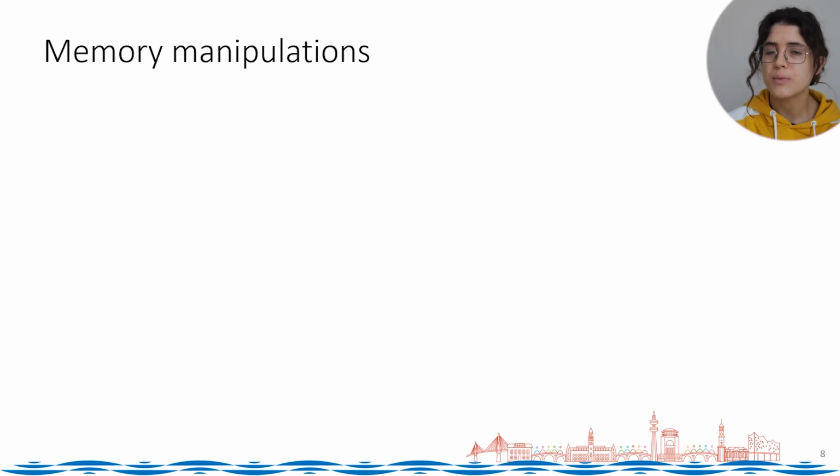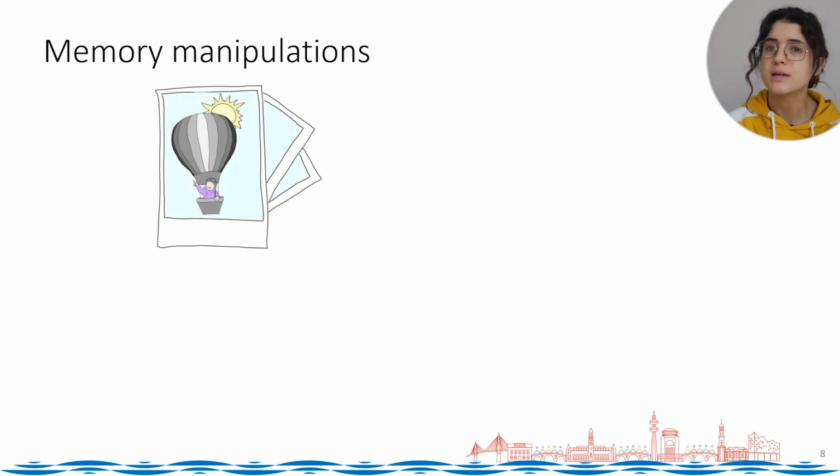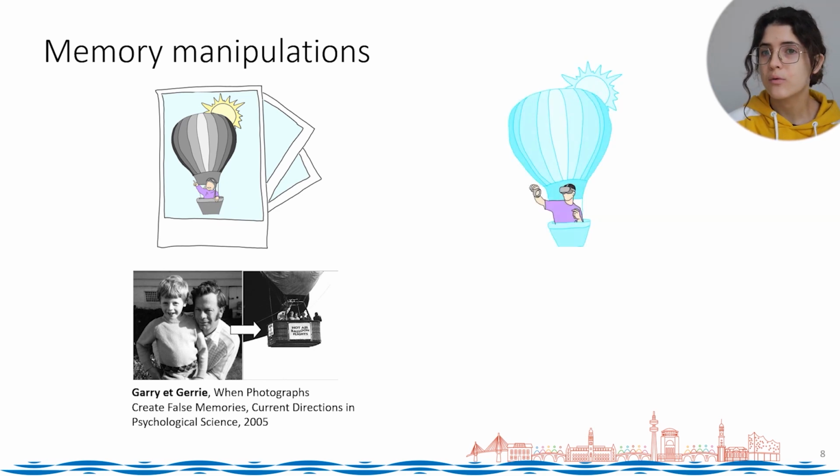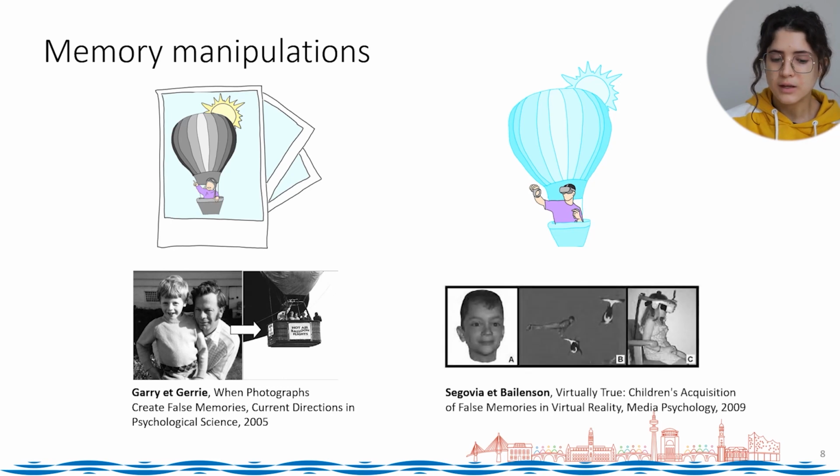The existing works about memory manipulations are mainly focused on traditional media like pictures and on the induction of false memories. For example, Garry and Gary showed manipulated pictures to people of them in a hot air balloon to induce a false childhood memory of that event. But XR could be more powerful than pictures, as it offers direct control over what users perceive. Segovia and Bailenson showed that immersing children in a virtual experience like swimming with whales in VR can generate false memories of that event, making them think that they really swam with whales.